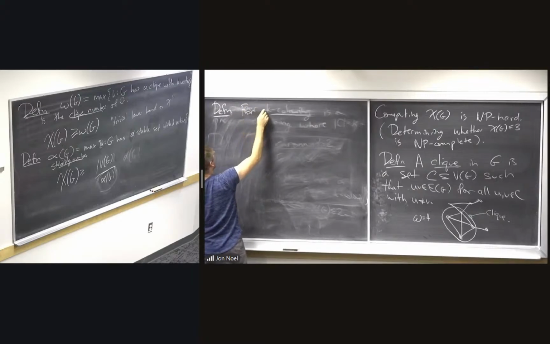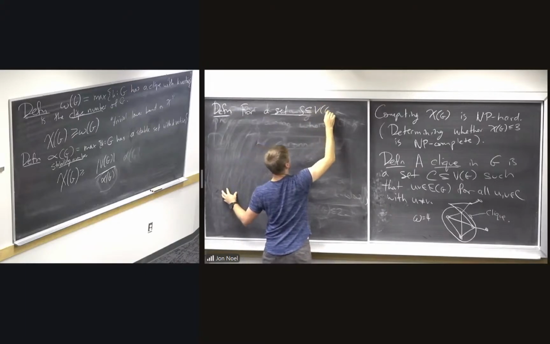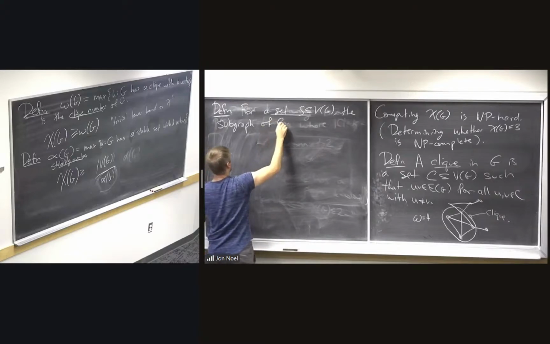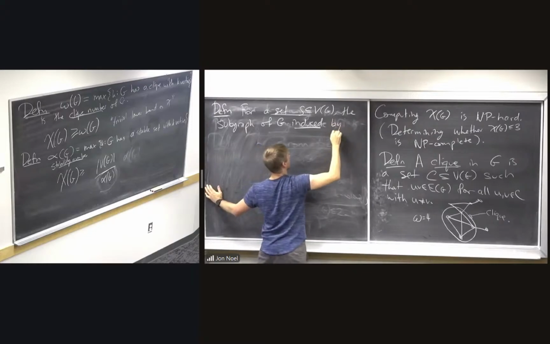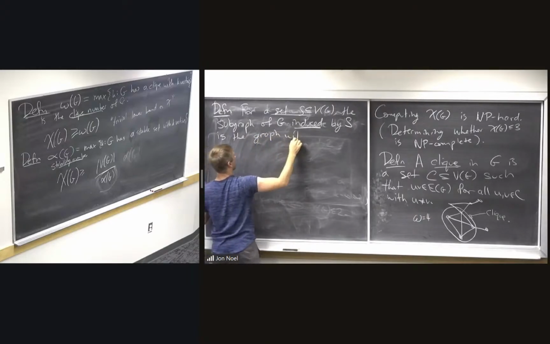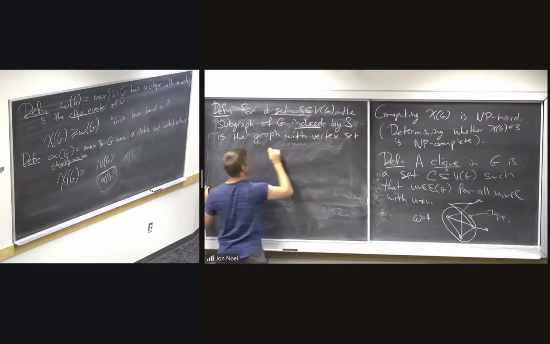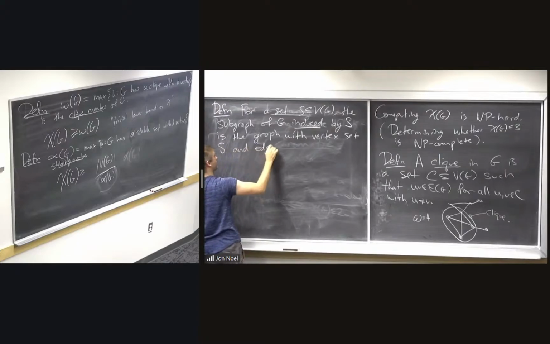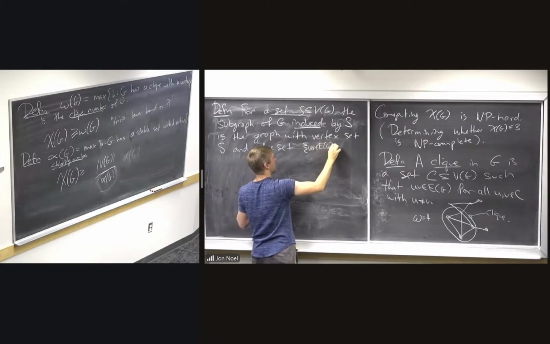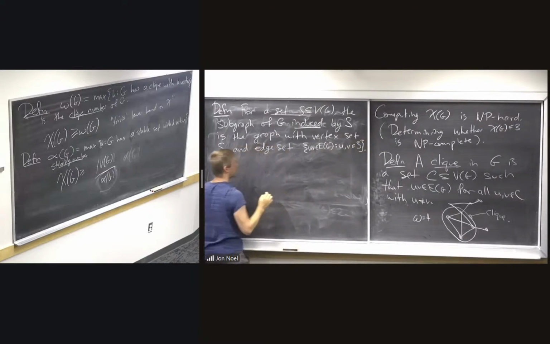For a set of vertices S, the subgraph of G induced by S is the graph with vertex set S and edge set all of the edges of the graph where the endpoints are in S. So it's the set of all uv in the edge set of G such that u and v are both in S. The notation for this is G with square brackets S.